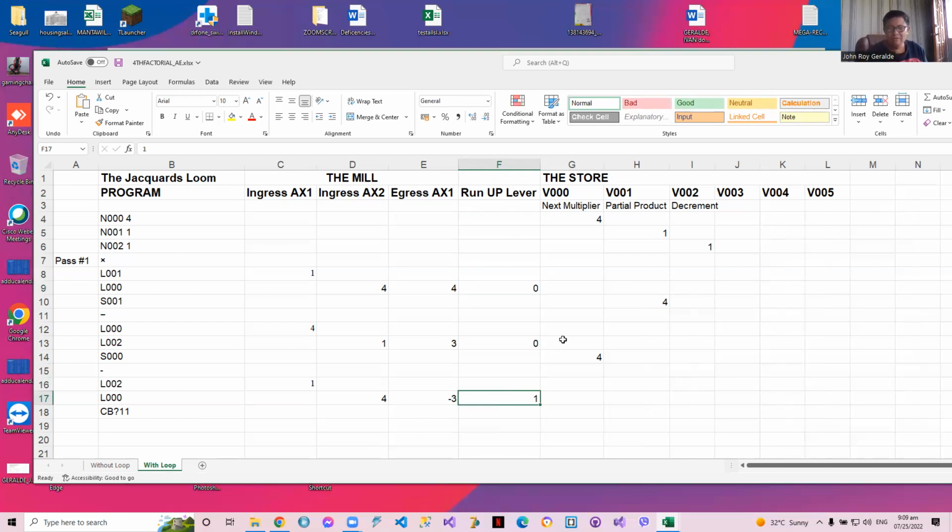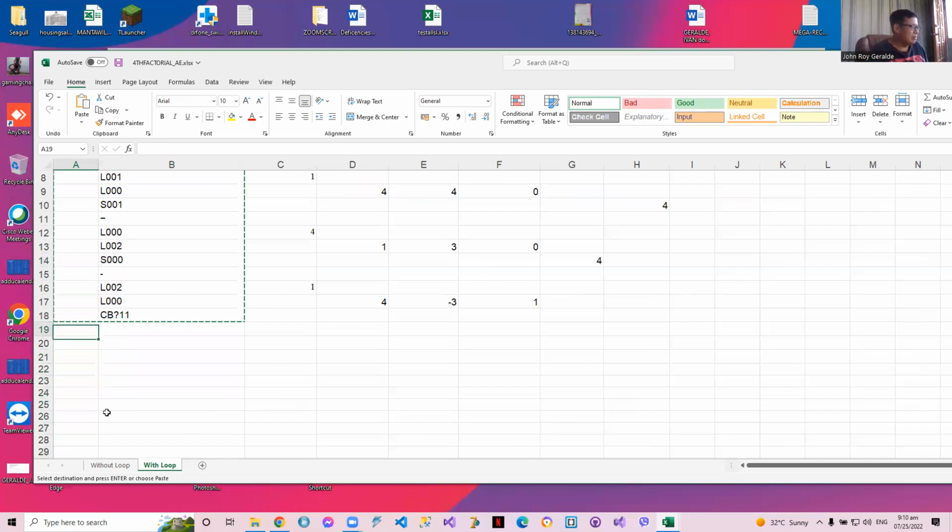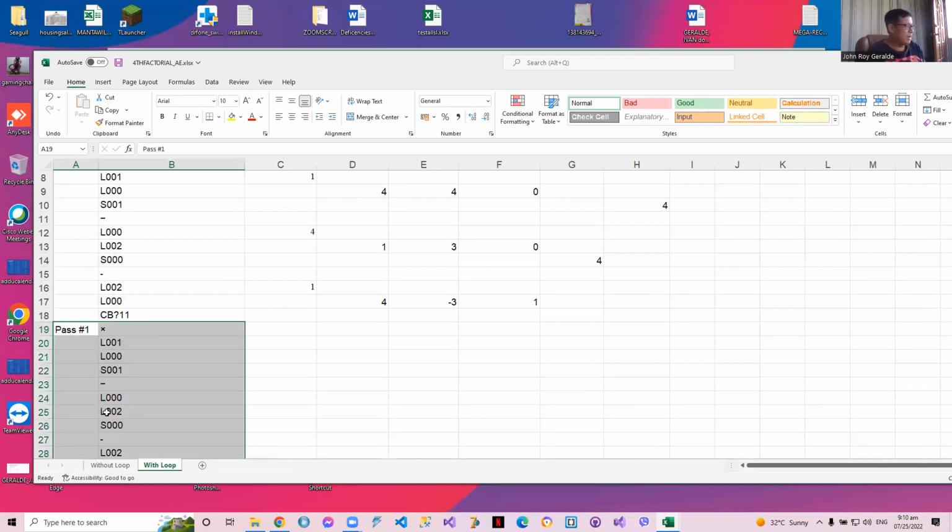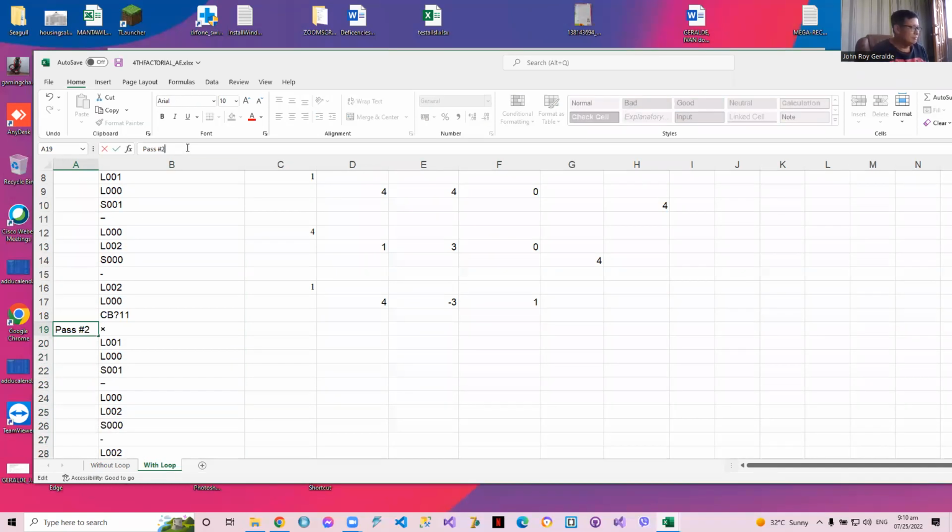Do you follow? Everyone? So where will it go back to? It will go back to this. We'll have 1, 2, 3, 4, 5, 6, 7, 8, 9, 10, 11. So we'll copy this again. We'll copy this. Okay. And this is now, instead of pass number 1, we'll now have pass number 2. Okay. Do you follow? We'll just continue, okay? Any questions so far?